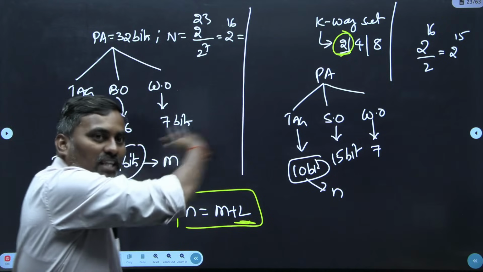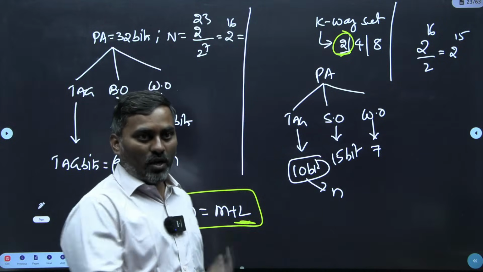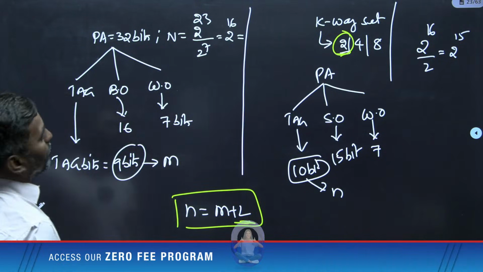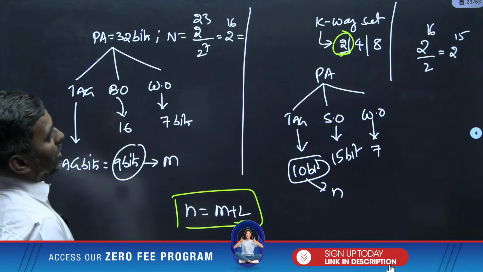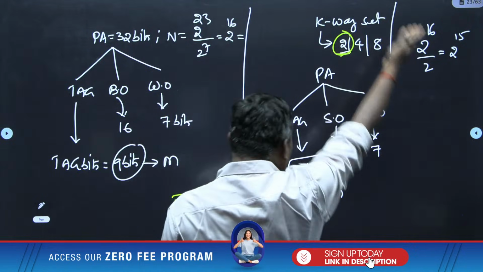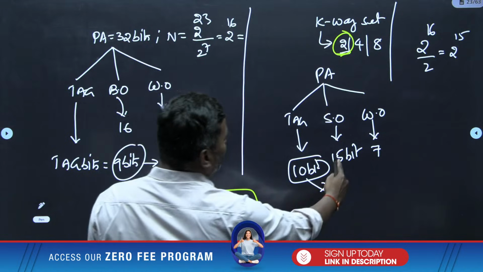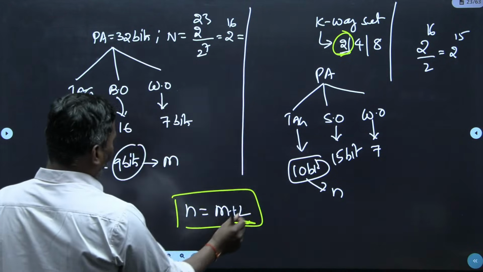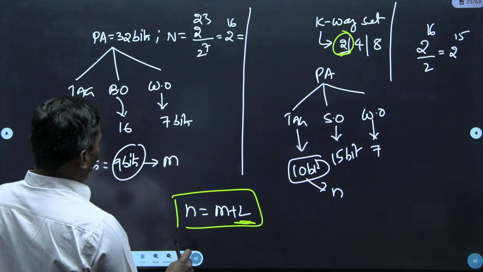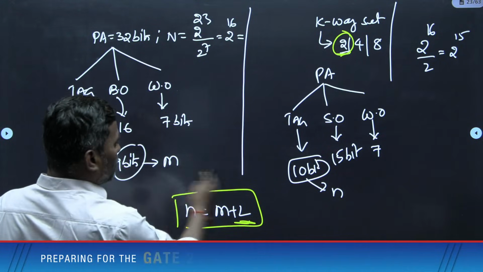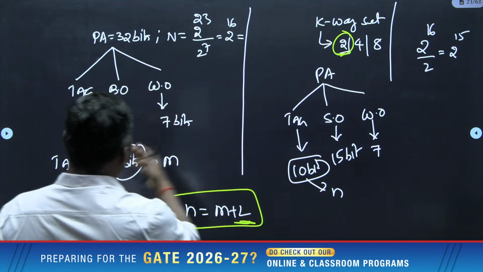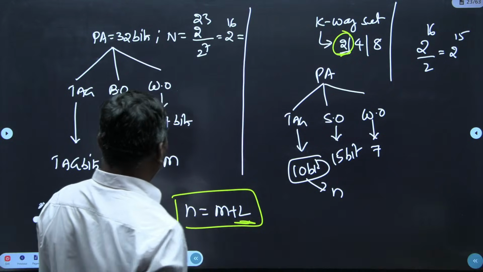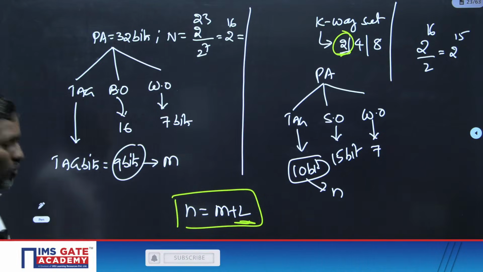So this data is not required to answer it. Getting my point? If I take 4-way set associative, this will be 14, right? Now it will come to 9. So this becomes 9 plus 2, that is 11. That is how we can answer it. I hope this is clear now.